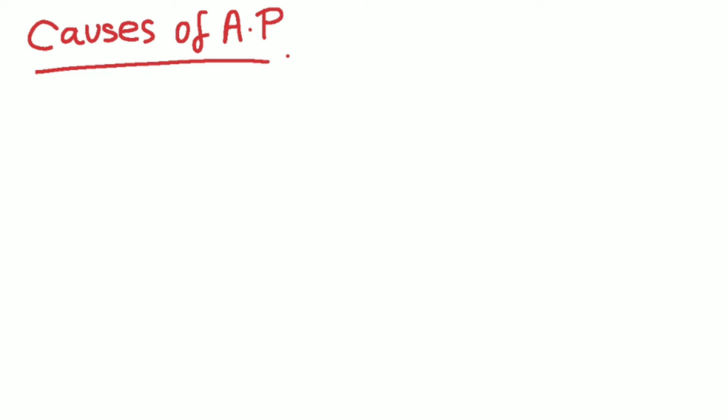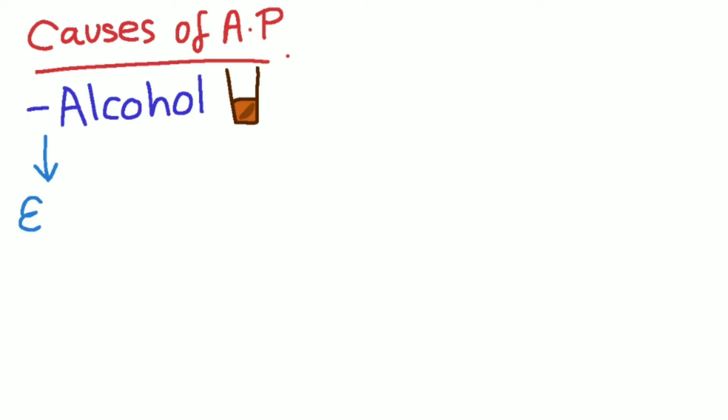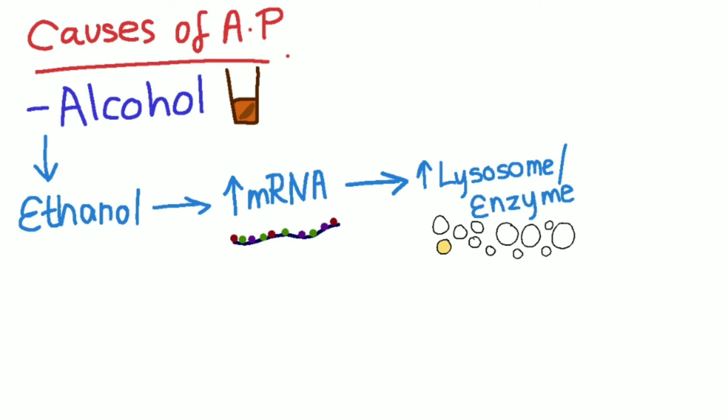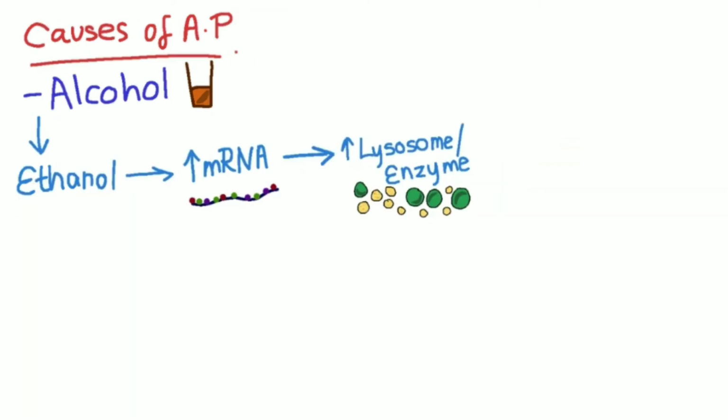So, what causes the zymogens to be trapped or be in excess? One major cause is alcohol. The presence of ethanol increases the synthesis of mRNA, which increases the digestive enzymes and the lysosomal production. This increases the chance of fusion.